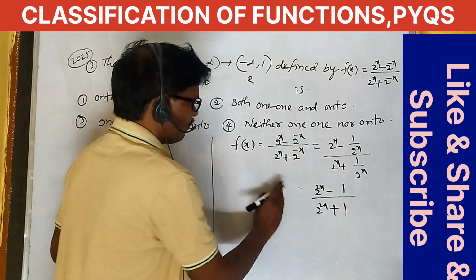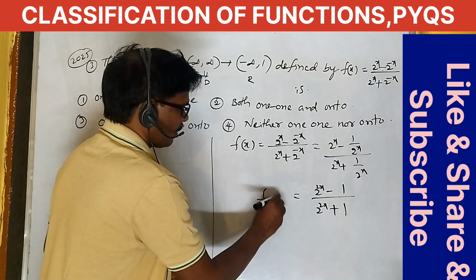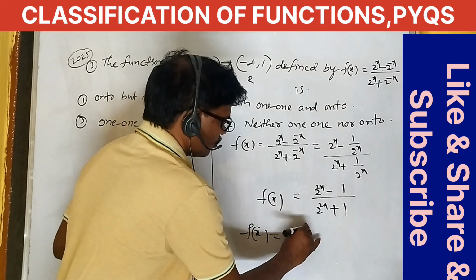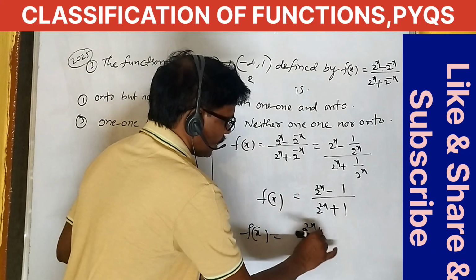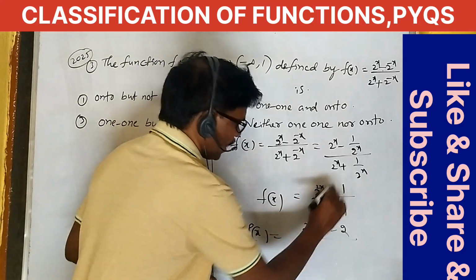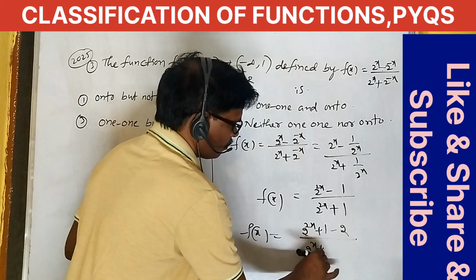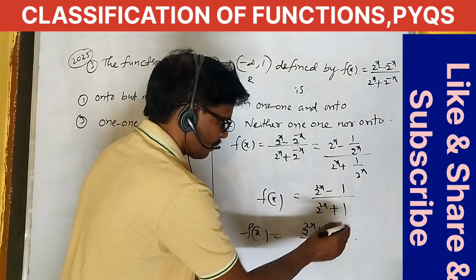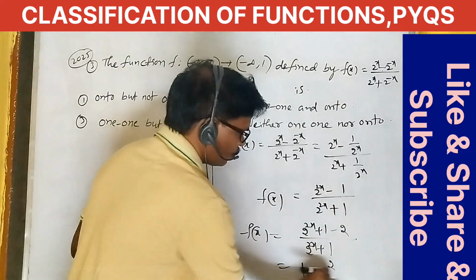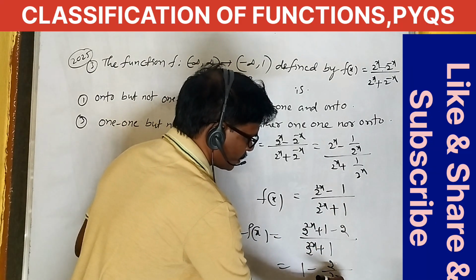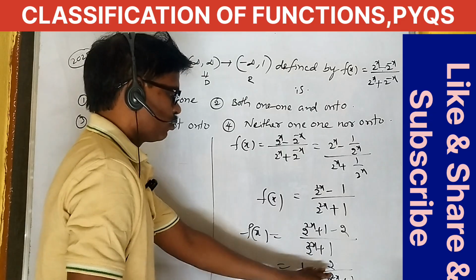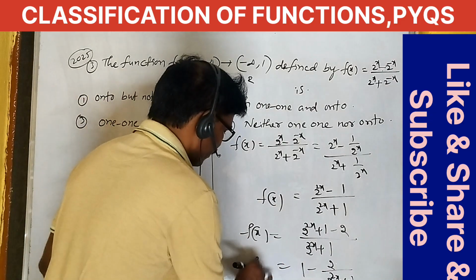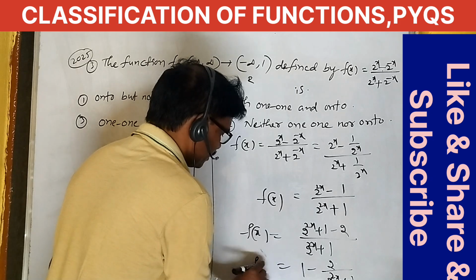This is the f of x. Write f of x as 2 power 2x plus 1 minus 2, over 2 power 2x plus 1. As a separate fraction, this is 1 minus 2 by 2 power 2x plus 1. This is the f of x value.